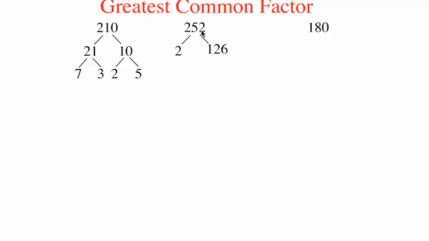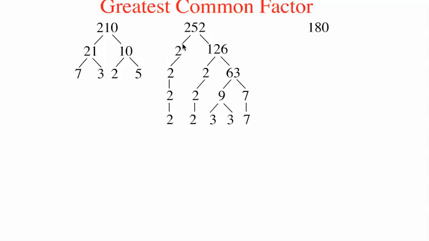252. This one was a little bit harder, so I just pulled out the 2. So 2 and 126, and then I'm thinking 2 and 63. But 63 is screaming 9 times 7 at me. So 9 times 7, and 9 is 3 times 3. Then bring down all your other primes. Now you see how I'm bringing them down? Each layer, if you multiply it out, 2 times 126 is 252. 2 times 2 times 63, 252. So the product of each layer is the original number. When you're doing your prime factor trees, you don't necessarily have to do this. It's good practice, but it's not necessary.